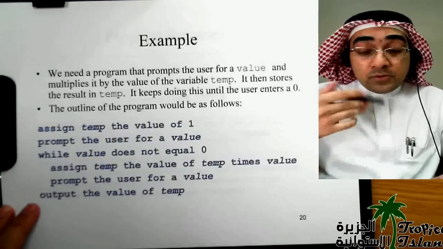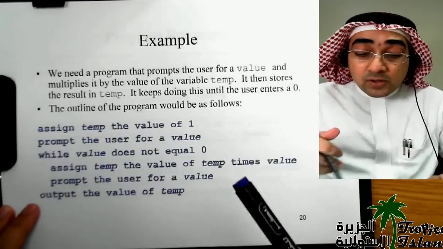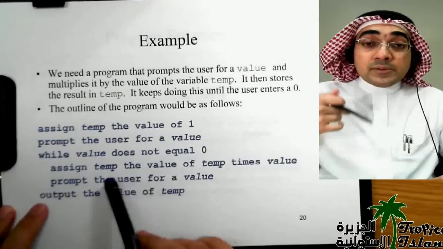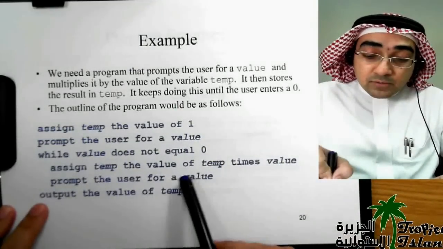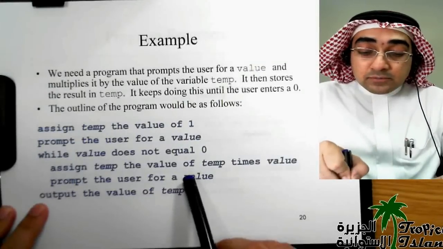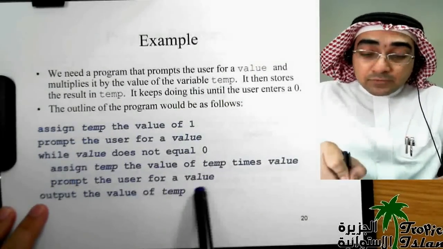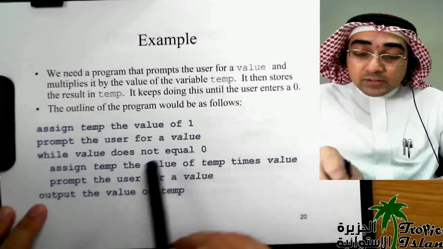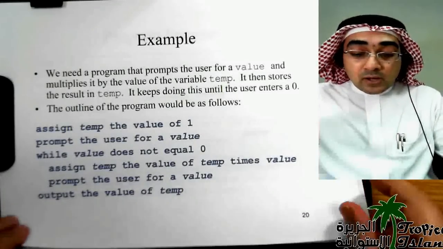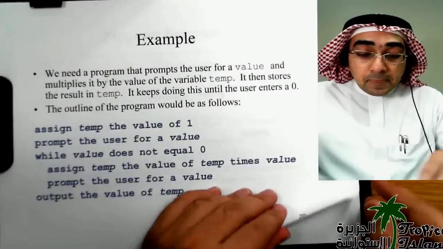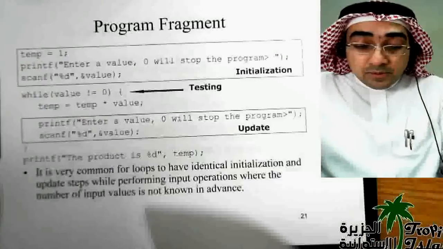I'm going to ask the user to give me the second number. If that number is not 0, I'm going to multiply it by the value of temp, and then ask him for the third number, the fourth number, and the fifth number, until the user enters a 0. As soon as he enters 0, I'm going to go out and print the value of temp for him.